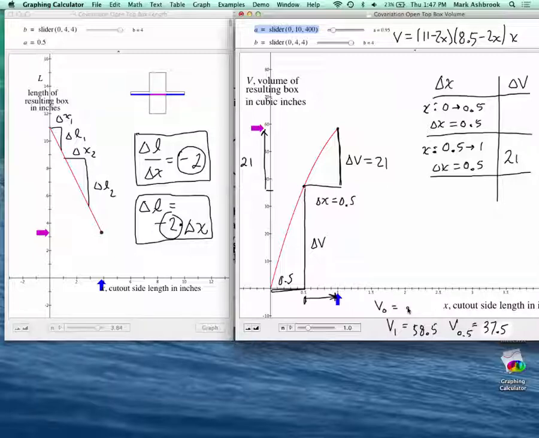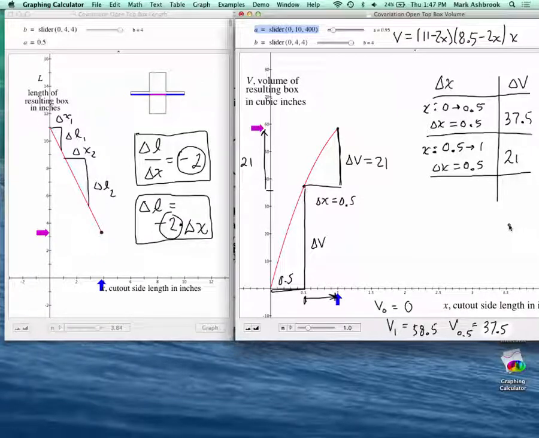So what is V of 0? What's the volume? 0. It has no height, so there's no volume. What's the change in volume for this change in x of 0.5 then? 37.5. Okay? So, non-constant rate of change. Equal changes in x give a different change in V.